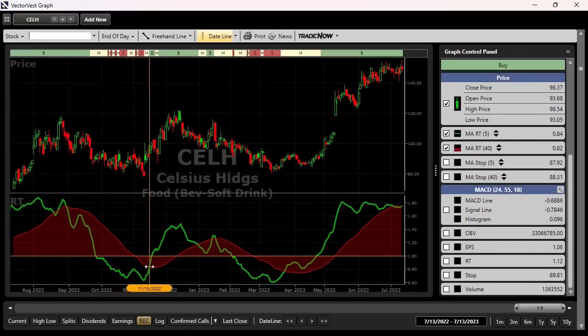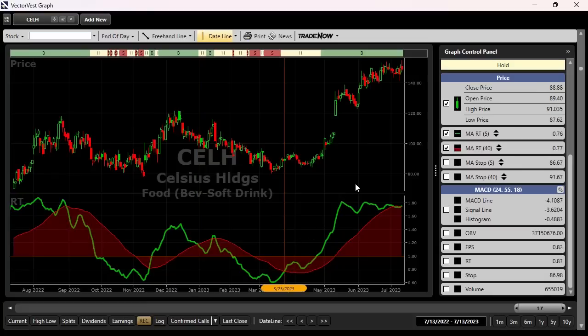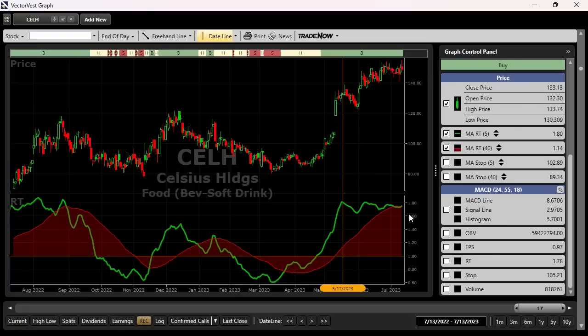Our first buying opportunity, crossing off of these lows. The 5-day moving average of RT peaks here. We become defensive. Our next buying opportunity here. The 5-day moving average of RT peaks here. And we become defensive on the bearish cross.